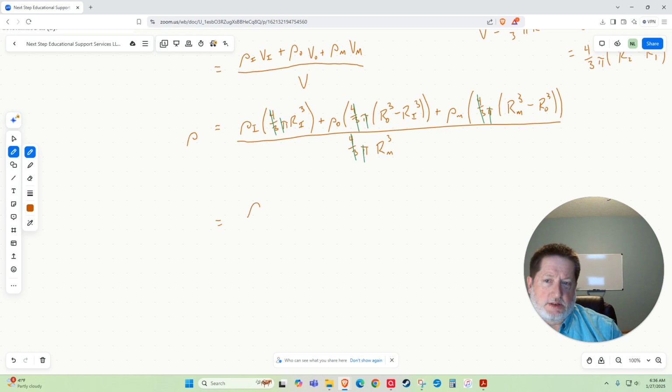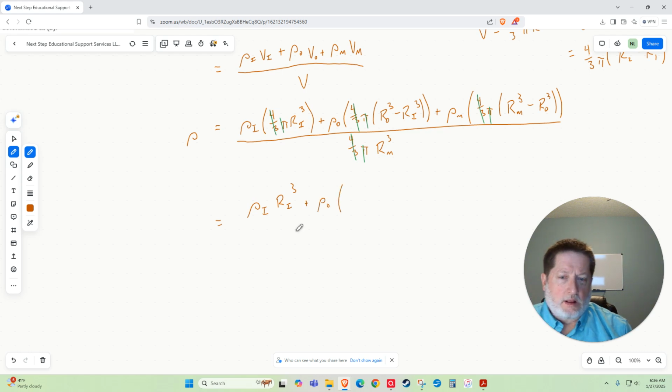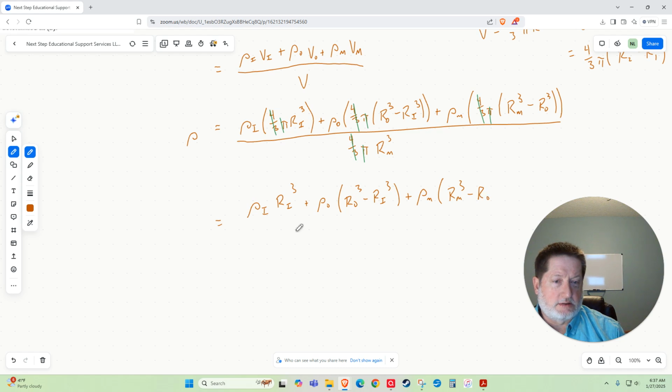And so this simplifies down to the density of the inner, radius of the inner cubed, plus the density of the outer, radius of the outer cubed minus radius of the inner cubed, plus the density of the mantle, radius of the mantle cubed minus radius of the outer core cubed, divided by the radius of the mantle cubed.